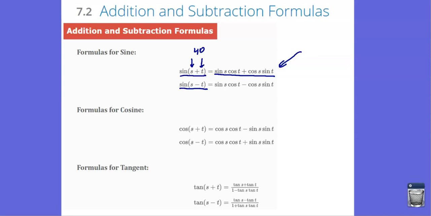And the same thing with the formulas for cosine and the formulas for tangent. So these, again, are addition and subtraction formulas. Notice I'm adding two angles together, or radians, and then the same thing with subtraction. So again, let's actually use them.